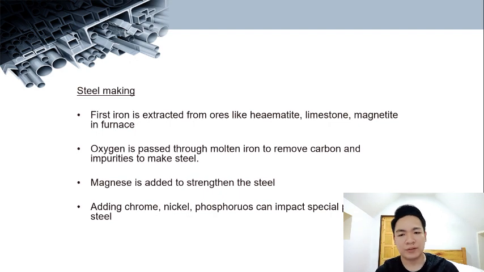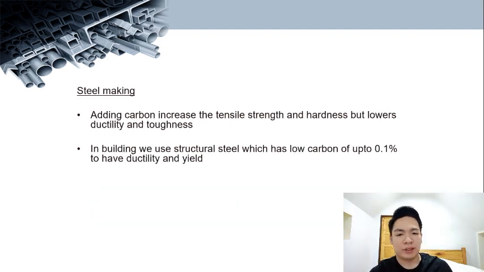Steel making. First, iron is extracted from ores like hematite, limestone, and furnace. Oxygen is passed through molten iron to remove carbon and impurities to make steel. Manganese is added to strengthen the steel. Then, adding chrome, nickel, and phosphorus can impart special properties in steel. Adding carbon increases the tensile strength and hardness but lowers ductility and toughness. In building, we use structural steel which has low carbon of up to 0.1% to have stability and yield.